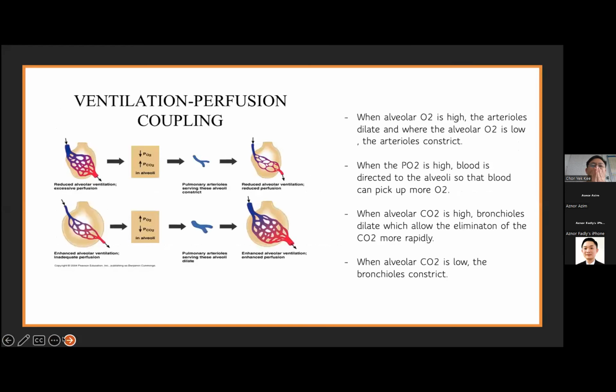For instance, when our alveoli have high oxygen, the arterioles will actually dilate, whereas where the oxygen is low, the arterioles will constrict. So when the oxygen is high in our alveoli, the arterioles dilate so that more oxygen can go from the alveoli into the blood vessels. Vice versa, when the alveolar carbon dioxide is high, the bronchus will try to dilate so that it allows more carbon dioxide to go out from our lung.